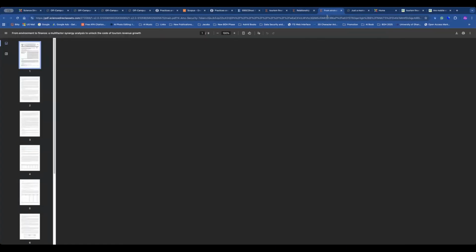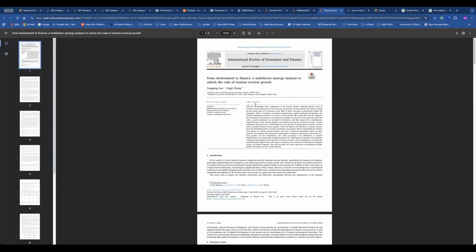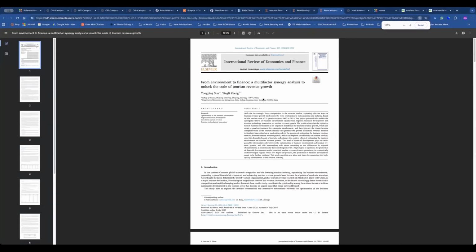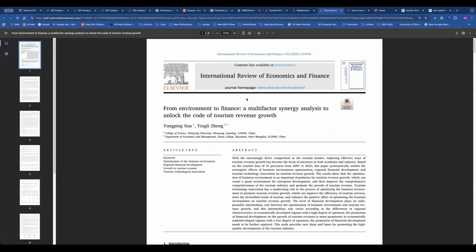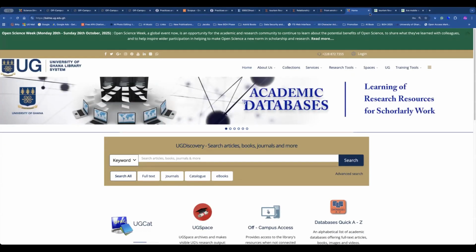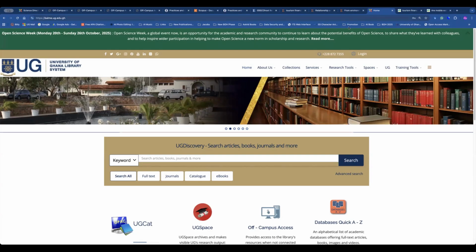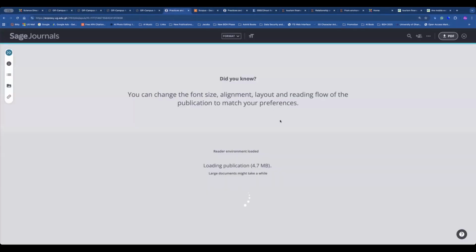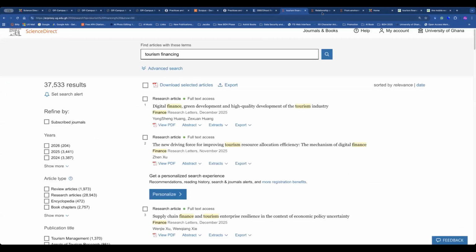Then the earnings from finance. Then we also saw this one. Environment, good. Which I opened. This was also open access: environment to finance, the synergy analysis to unlock the code of tourism revenue. Okay. Emerald said to open. I don't know whether the link that UG has has expired or something like that. Okay. Oh, that document still has not downloaded. Anyway, it has still not done it. So let's not worry about it. But at least we know how to get the paper.